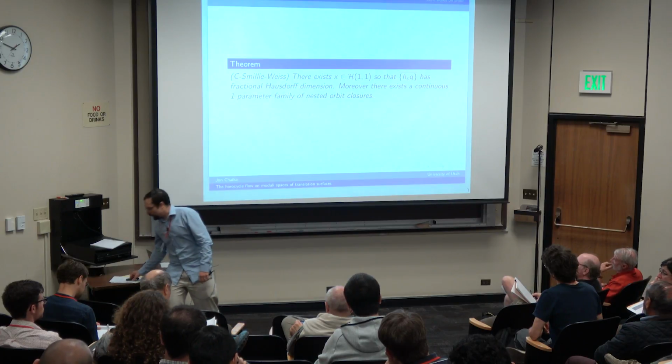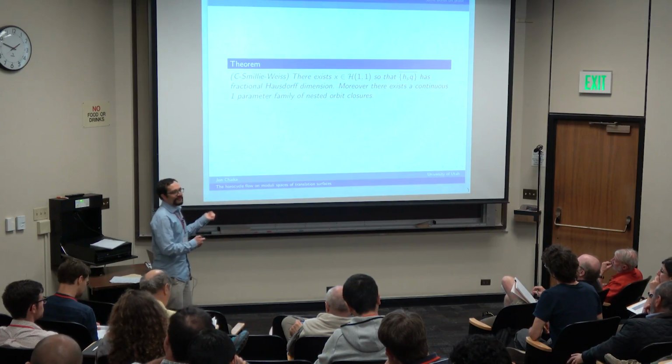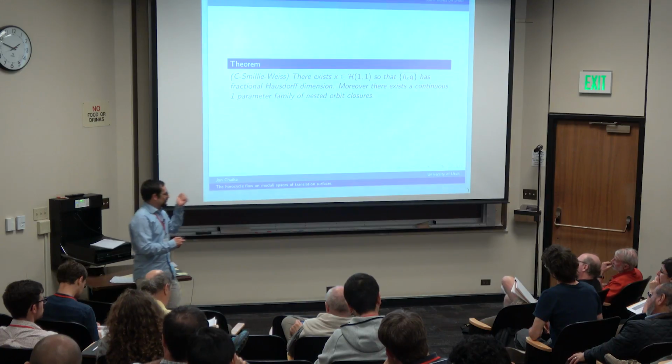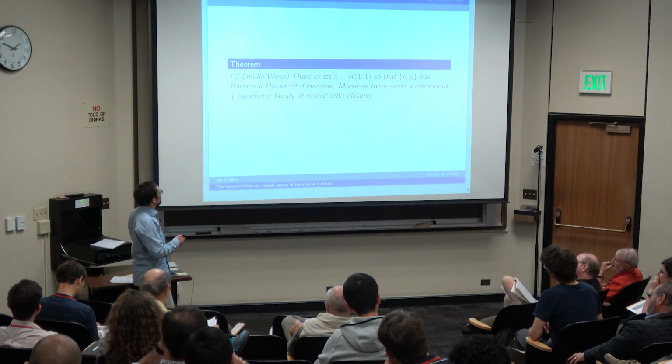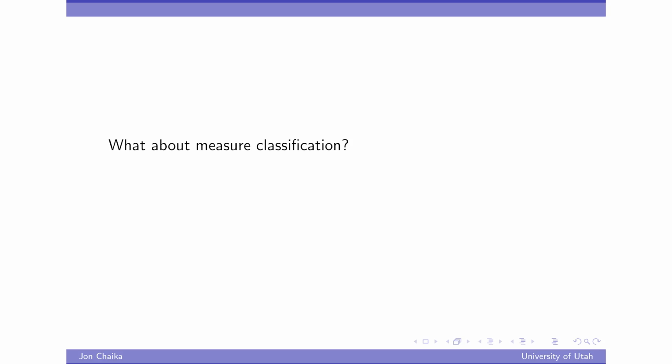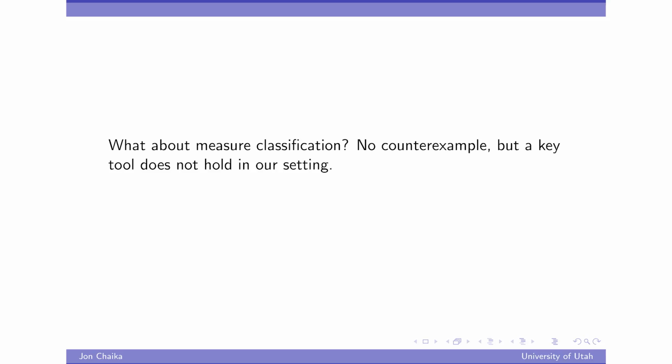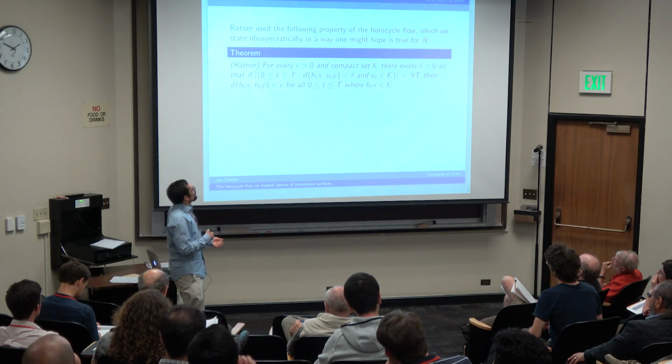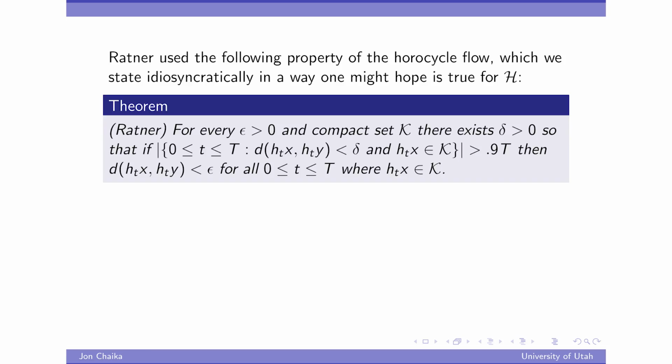If you noticed, I started off both of the things with measure classification, because these are perhaps the very key results, and I didn't say anything against measure classification, because we have no counterexamples. But what we can say is that a key tool doesn't hold. This is Ratner's shearing property, which I will state in an idiosyncratic way. This is worse than one would imagine stating it in homogeneous spaces, but in a way that at least I could imagine it possibly being true for the space of translation surfaces, which it's not. But it seems like it would be a reasonable thing to look at.